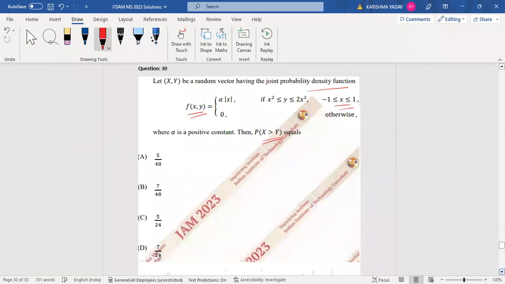So for finding the probability that x is greater than y, first we have to find the constant alpha. For finding the constant, we all know that for the joint distribution, the integral of f(x, y) equals 1. So we will apply that alpha mod of x dy dx equals 1. And what is the limit for dy? That is x square to 2x square, and x is going from -1 to 1.